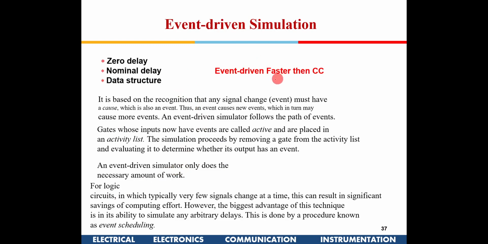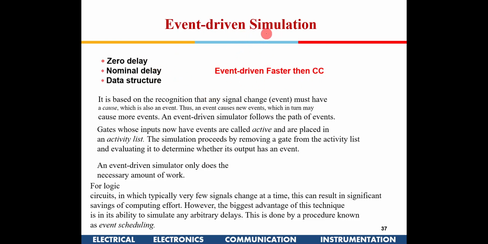So we can have something known as event driven, which is much faster than the code compiler, right? So this is much faster, event driven. Within the event driven, I can have a zero delay model, a nominal delay model, and a data structure model. These are the three different models available within the event driven.